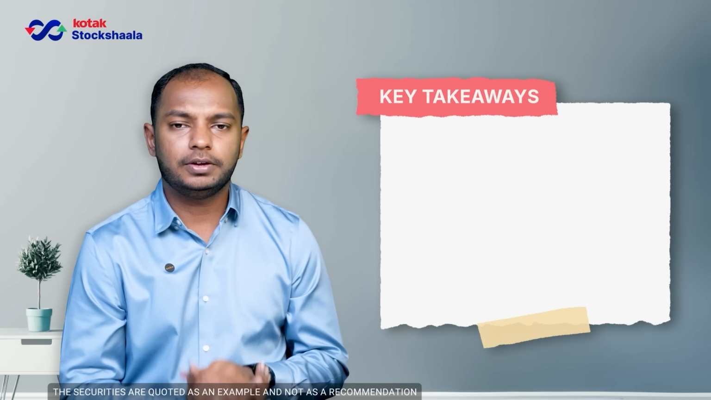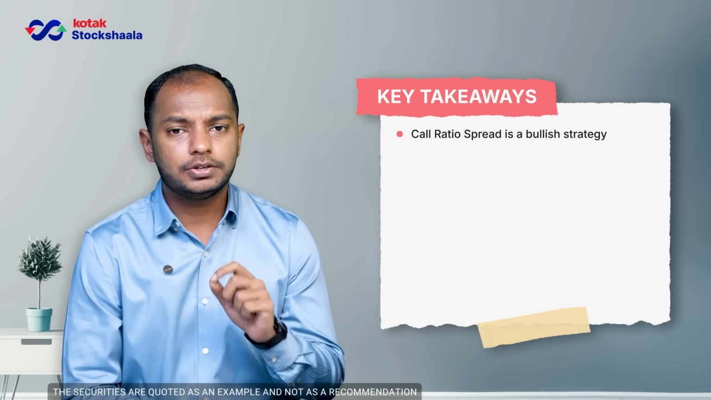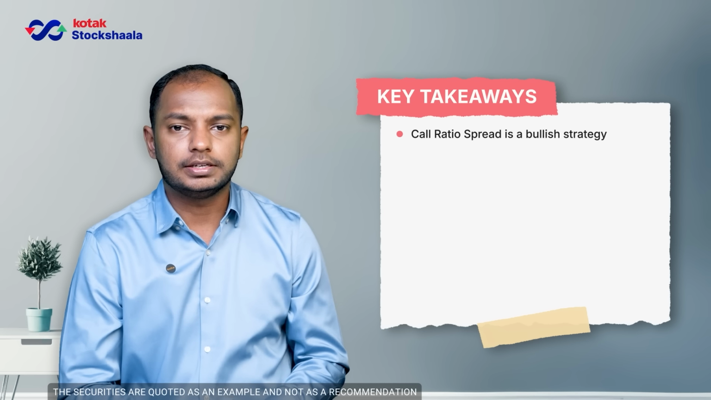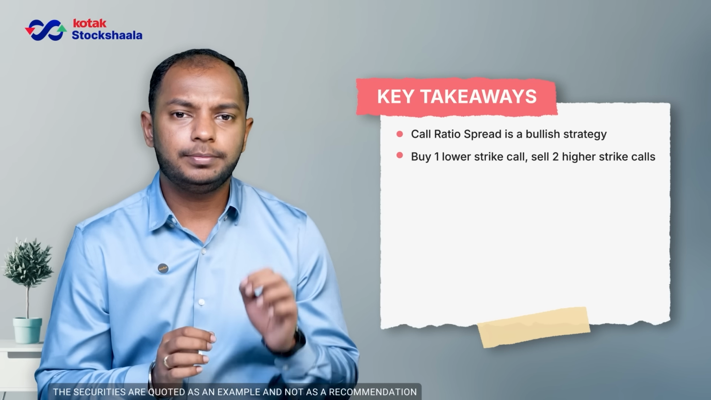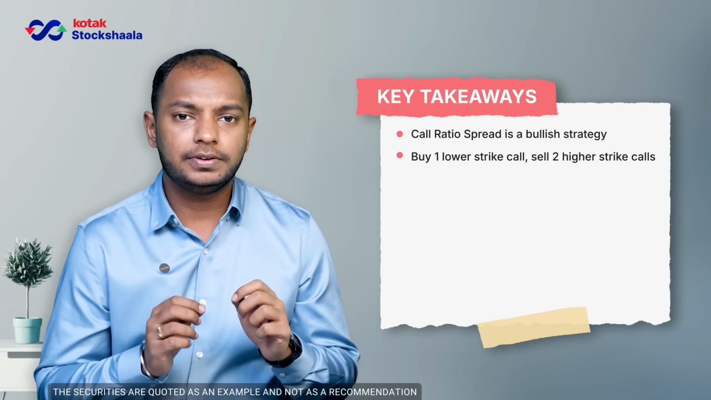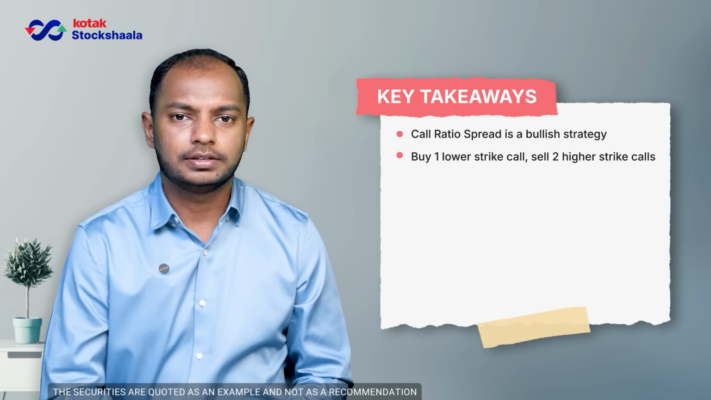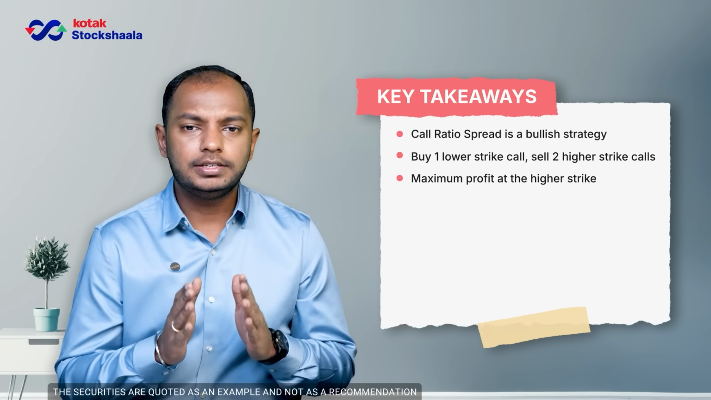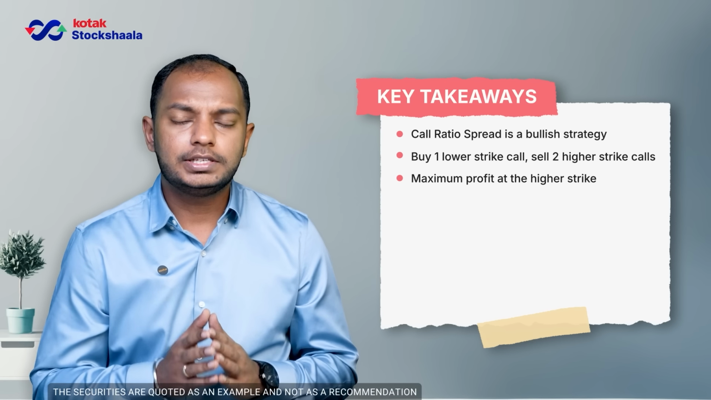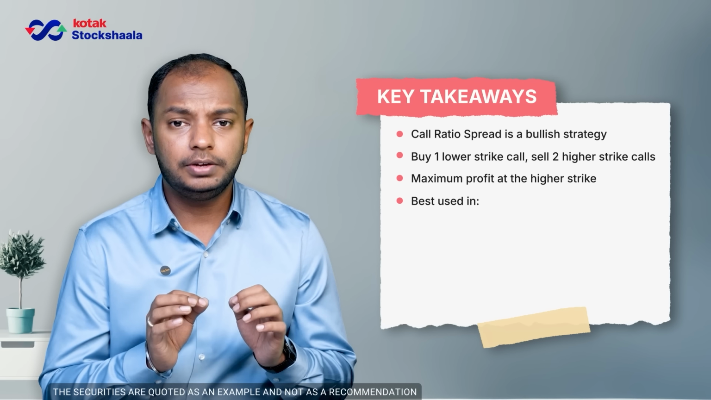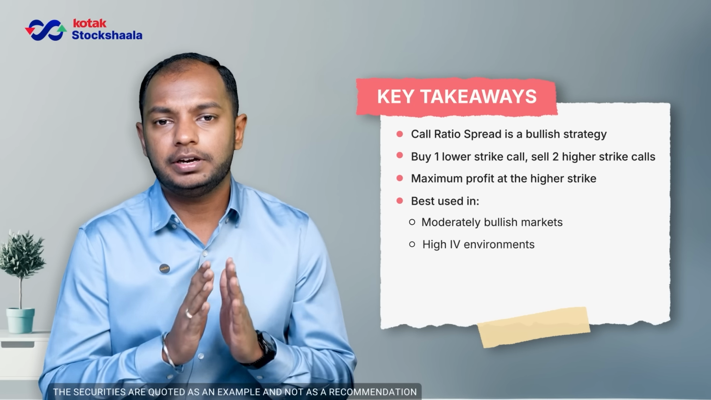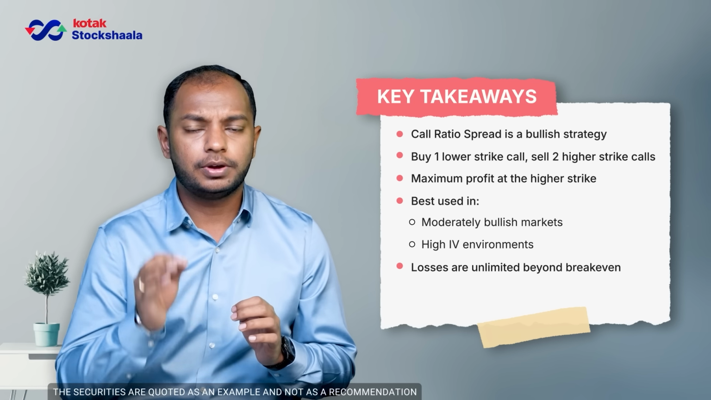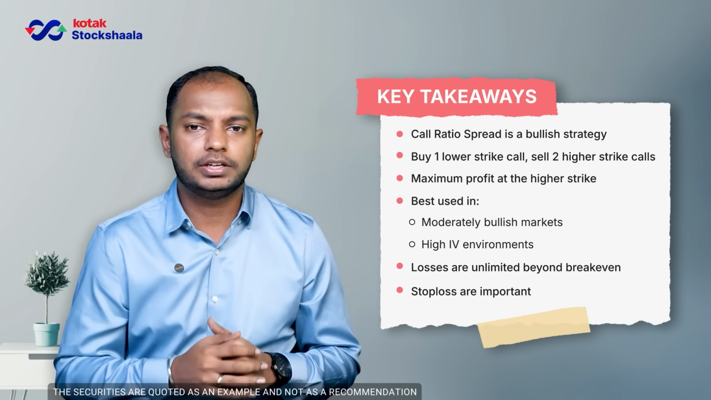So let's summarize what we have learned so far. We understood that a call ratio spread is a bullish strategy, compared to a put ratio spread, which was a bearish strategy. A call ratio spread is created by buying one lower strike call option and selling two higher strike call options. The maximum profit comes when the underlying asset or Nifty ends at the higher strike. Always ensure that you enter this strategy only when you are moderately bullish and not expecting a huge blast on the upside. Remember that the maximum loss is unlimited, so having a stop loss or adjustments is very crucial.